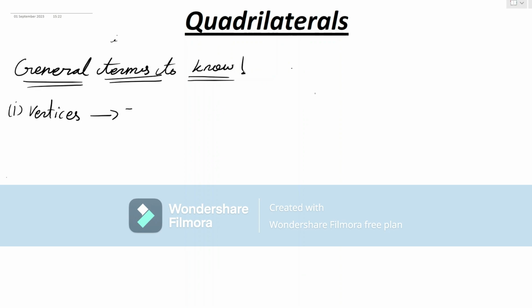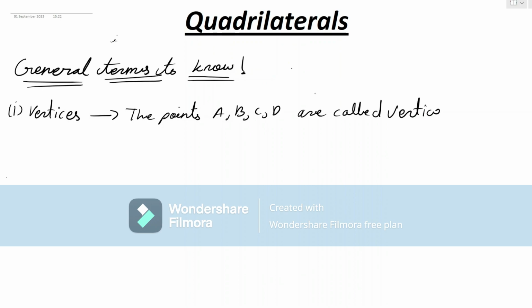Vertices is really less used, but it is important. Now the points A, B, C, D are called vertices. Example, here you have a small diagram. Now let's name it A, B, C and D. Now A, B, C, D, they are called the vertices.